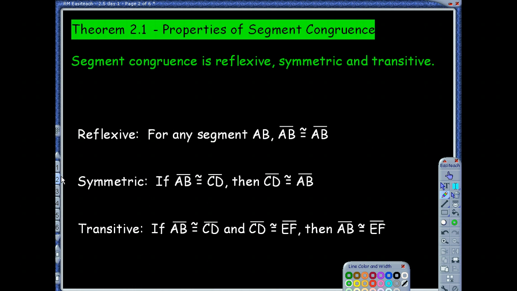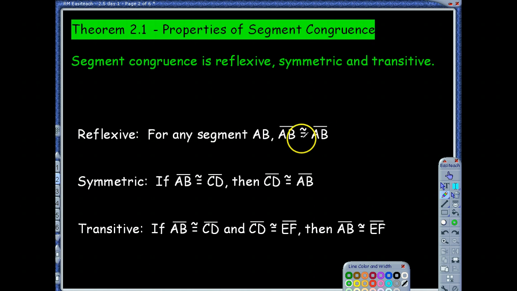The first theorem we're going to talk about is properties of segment congruence. Today we're going to focus a lot on proving segments to be congruent. We've talked a lot about segment equality, and we've used this word congruence before. We know that if measures are equal, then their segments are congruent. But reflexive, symmetric, and transitive, which we've looked at with equality, are also properties of congruence. So segment congruence is reflexive, symmetric, and transitive. For any segment AB, we know that it's congruent to itself.